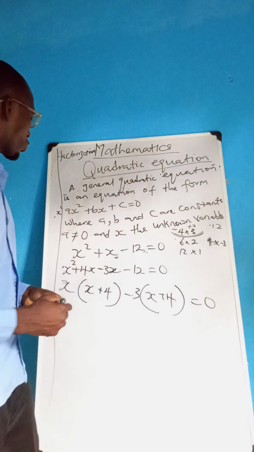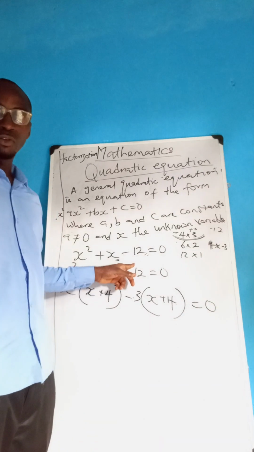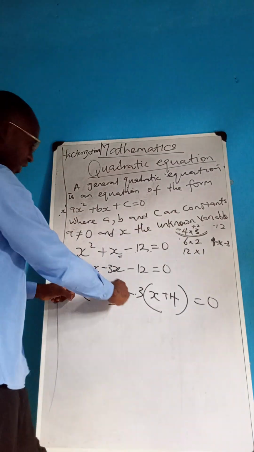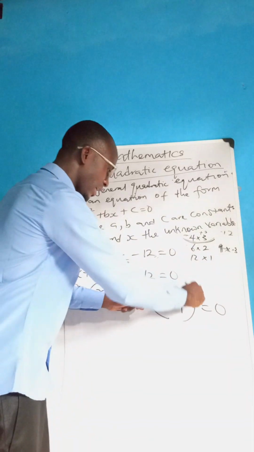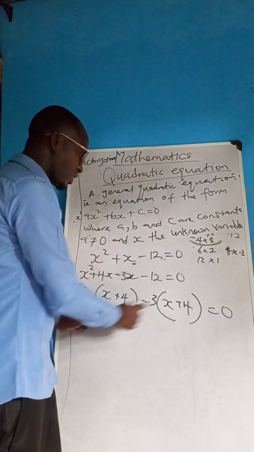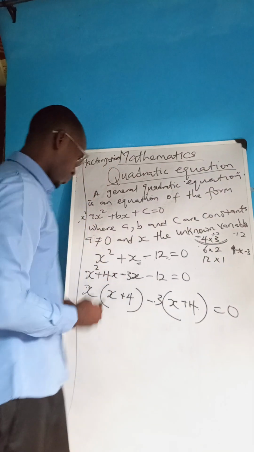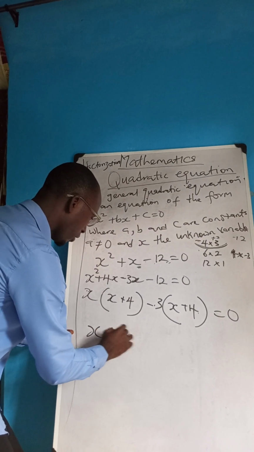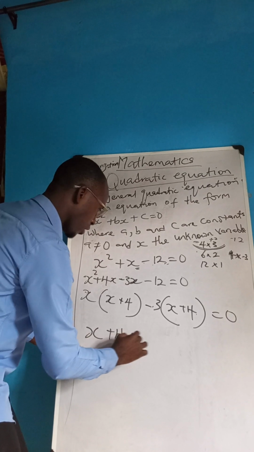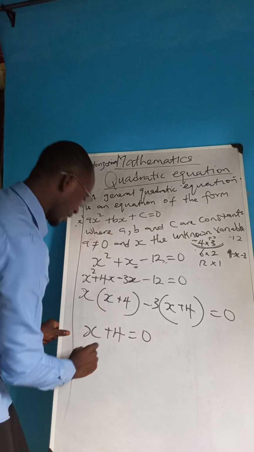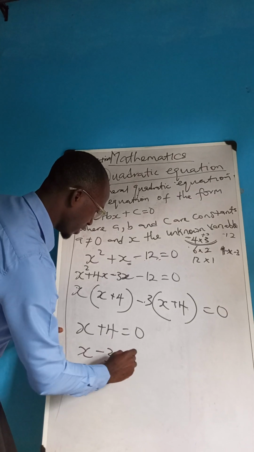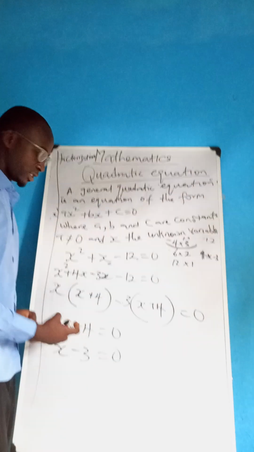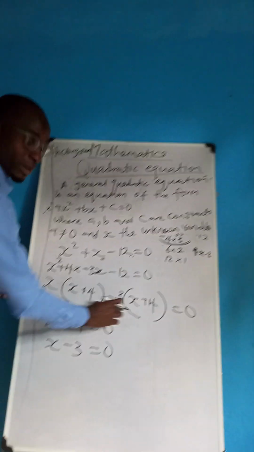Now, when you are solving this quadratic equation by the factorization method, whatever is in this box is what will be in this box as well. Whatever you have here is what you will have here. So here we say x plus 4 equal 0 and x minus 3 is equal 0. We are taking only one out of these two because they are the same. Then we bring this one as x minus 3.